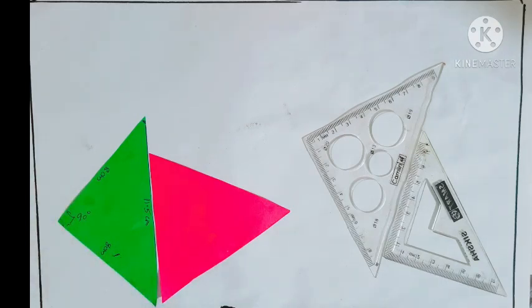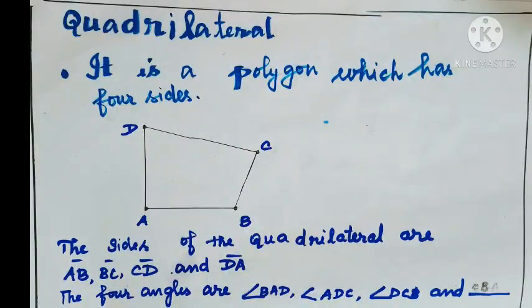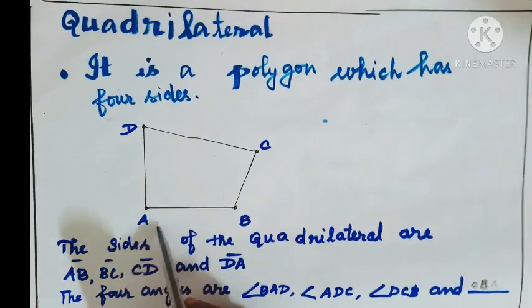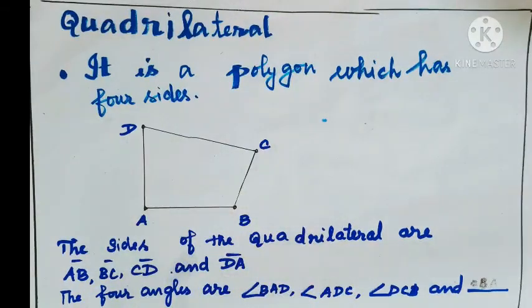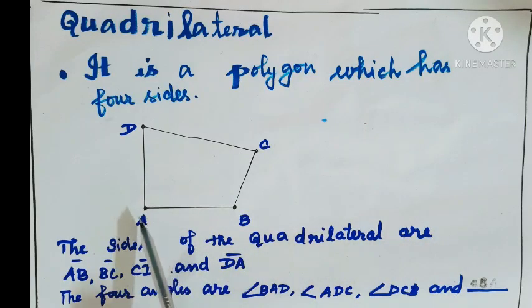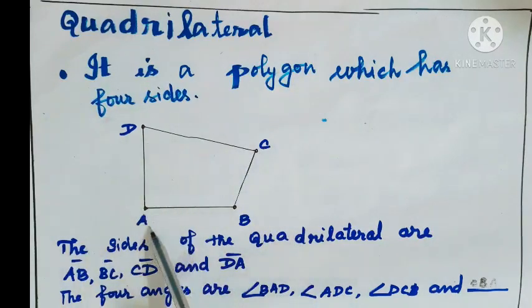The polygon which has 4 sides is a quadrilateral. What is that? It is a quadrilateral. So, it is a polygon which has 4 sides. Here you have A, B, C, D, isn't it? So, this is a quadrilateral. The sides of the quadrilateral are the line segments AB, BC, CD and DA.